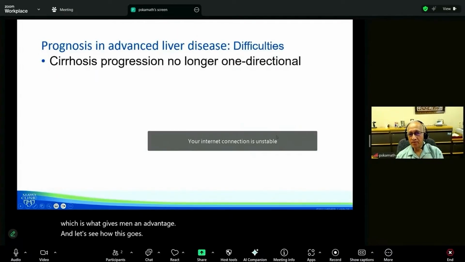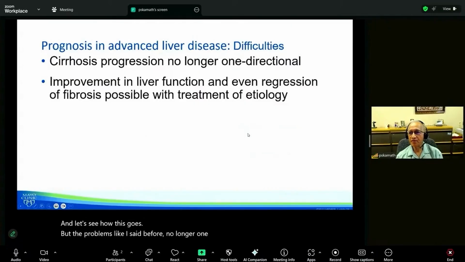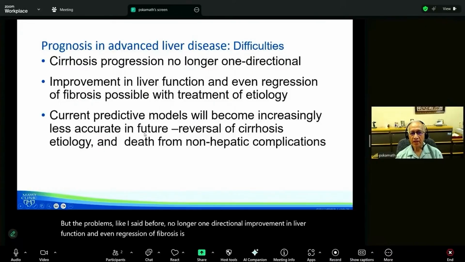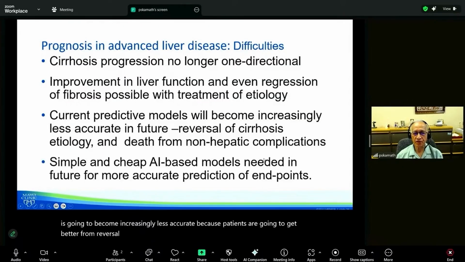But the problems, like I said before, no longer one-directional. Improvement in liver function and even regression of fibrosis is possible. And so predictive models are going to become increasingly less accurate in the future. So MELD, as we see it now, is going to become increasingly less accurate because patients are going to get better from reversal of cirrhosis etiology.